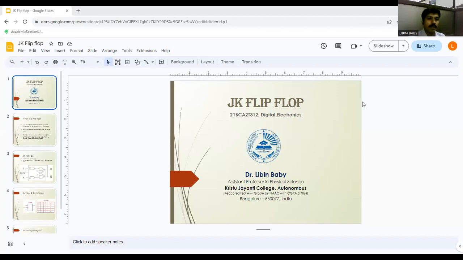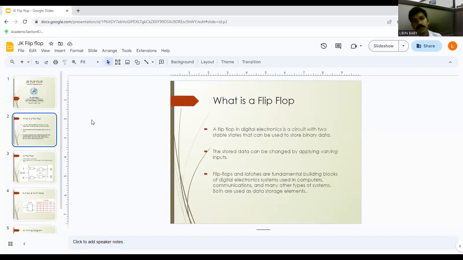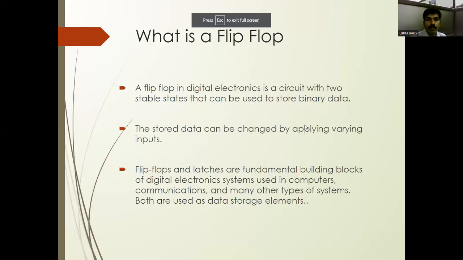Good morning, everyone. Today we are going to look at the JK flip-flop. First, we have to think about what a flip-flop is. A flip-flop in digital electronics is a circuit with two stable states that can be used to store binary data. The stored data can be changed by applying varying inputs.